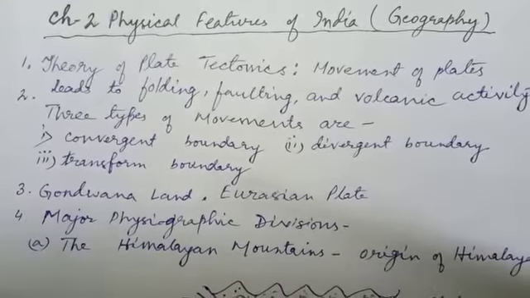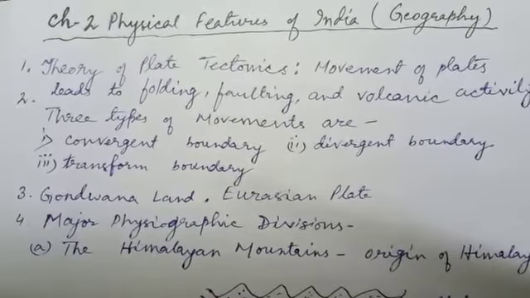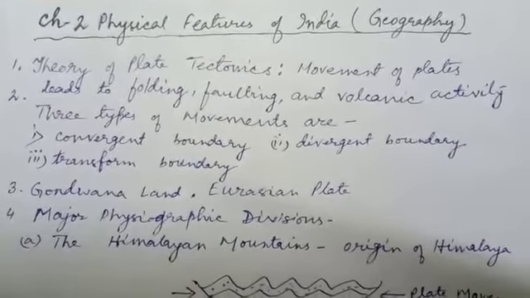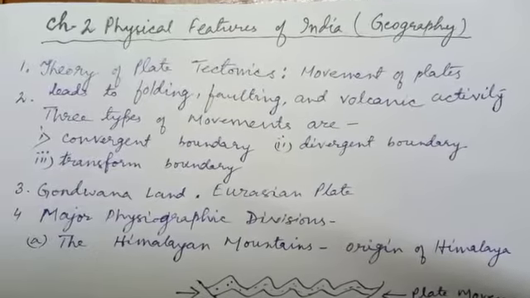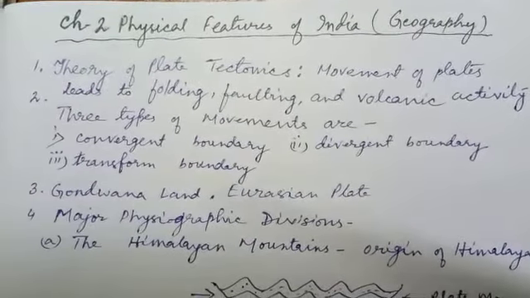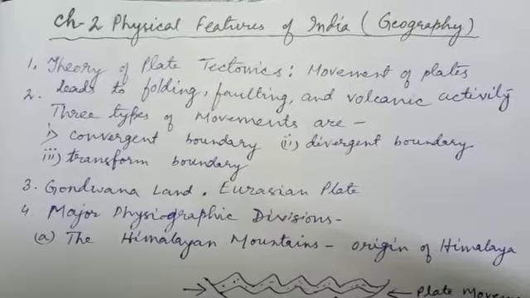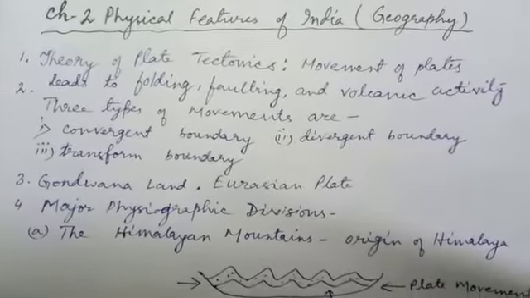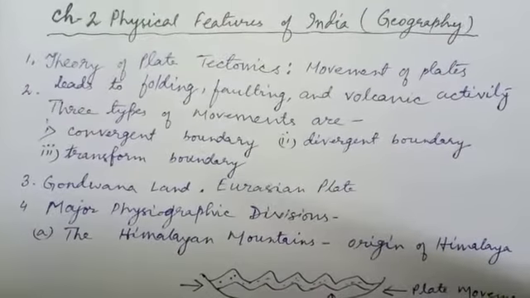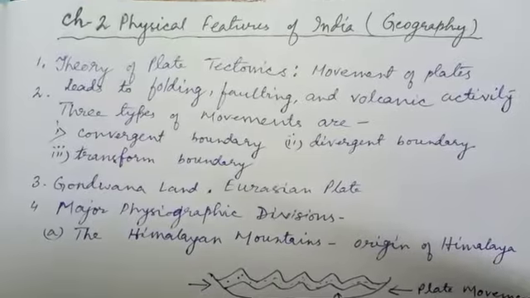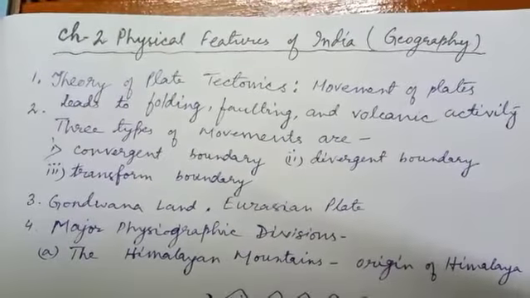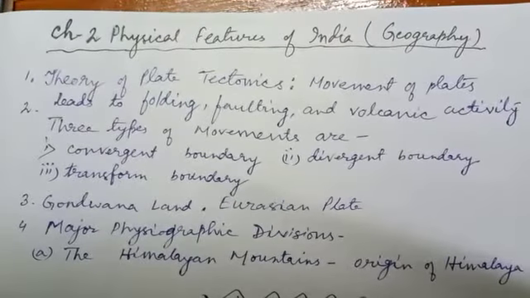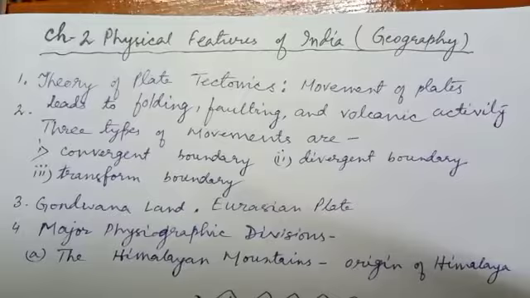Class 9, today Chapter 2, Physical Features of India. First point, the theory of plate tectonics. You know that Earth, whenever it originated, was one landmass or one boundary, which was called Pangea. According to the theory of plate tectonics, it is a scientific theory that describes the large-scale movement of the Earth's lithosphere.